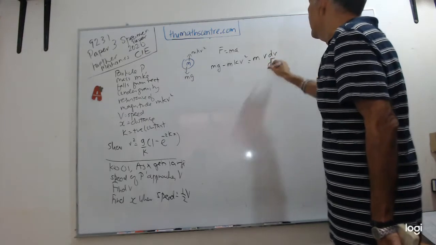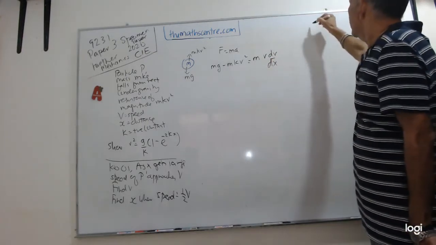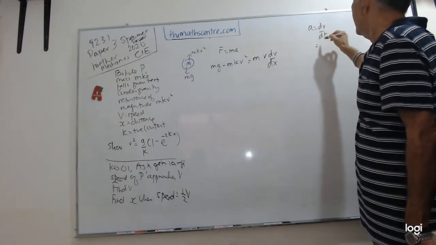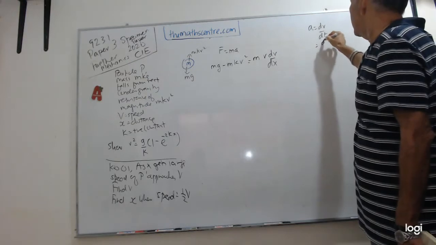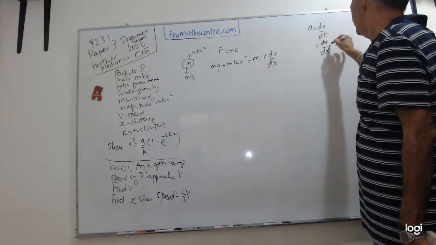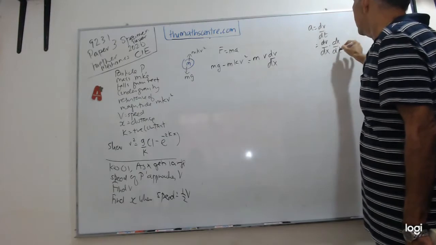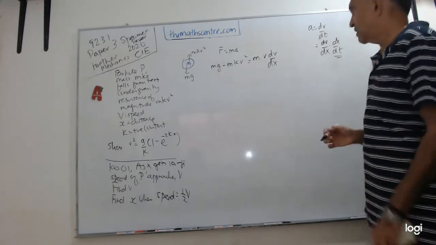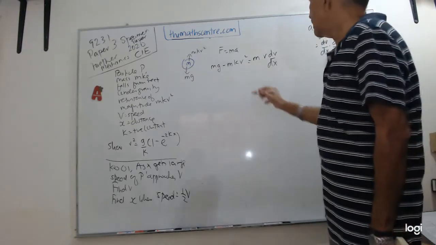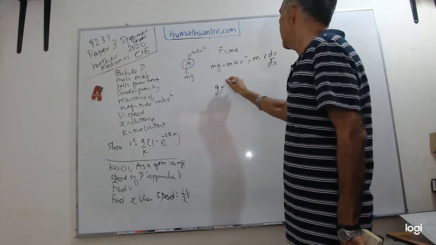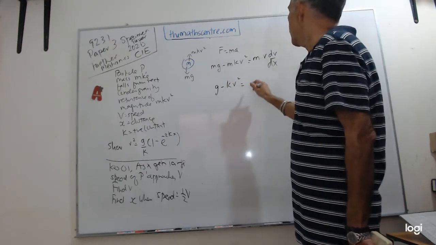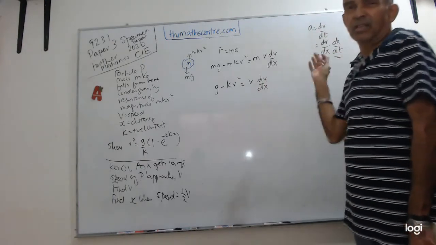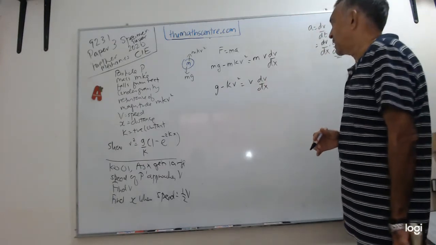So let me write it here. Remember, a is dv dt. This one we can write as dv dx times dx dt. Remember this? So I can write it, this is v anyway, so it's v dv dx. No big deal. So I can get rid of the m. I can write g minus kv squared equals v dv dx. I just took the m out here, divided throughout by m.